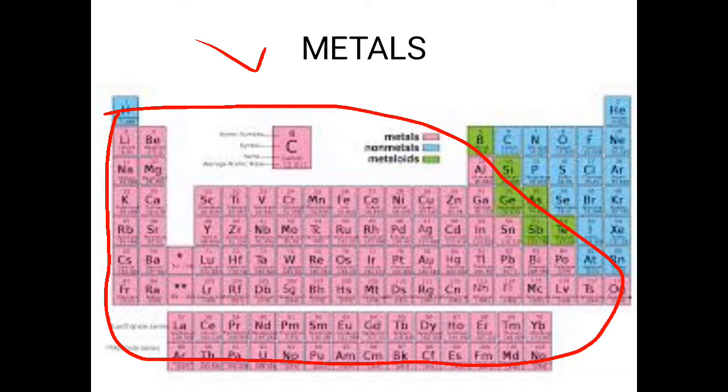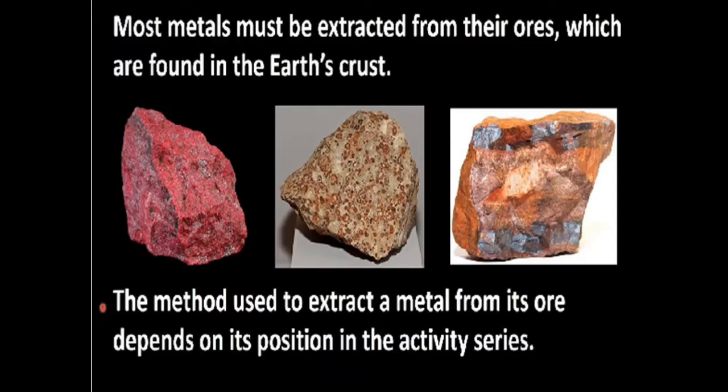Some metals are very active, some metals are moderately reacting, and some of the metals are found native in the earth crust. Means they don't react and they are found free like noble gases. So we see most of the reactive metals are present in compounds, and when we need them, we need to extract them from their ores. And the ores are the minerals which are mined from the earth crust. And how can we extract them? It depends on the position of the metal in the reactivity series.